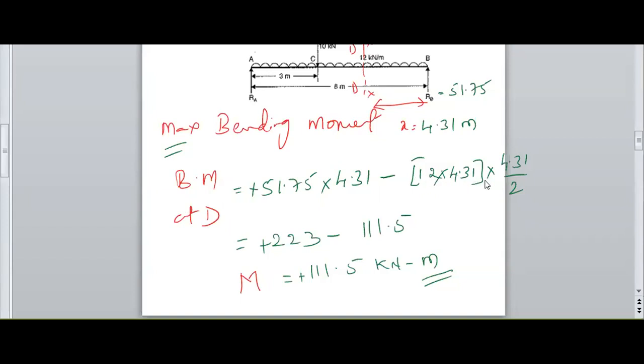into 4.31 and into a distance of again 4.31 by 2. So it is a converted UDL on my right hand side, and this is its distance. So this is the maximum bending moment in this beam. So M is a known value now.